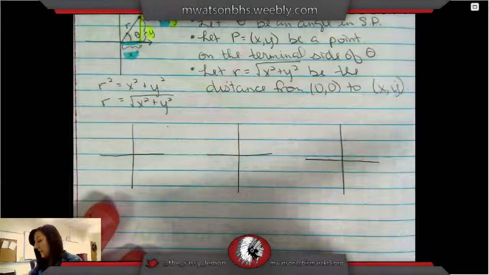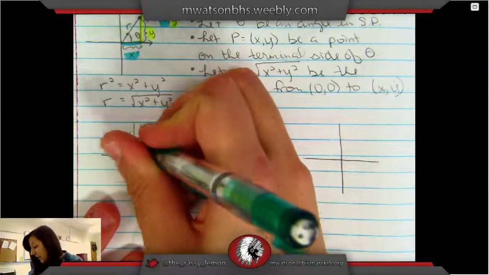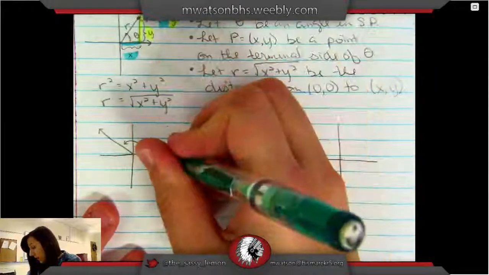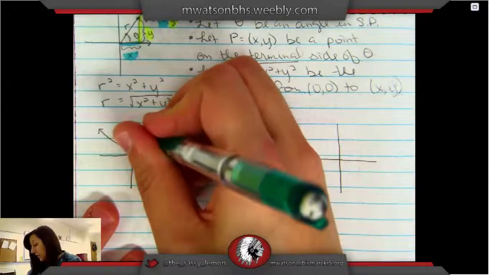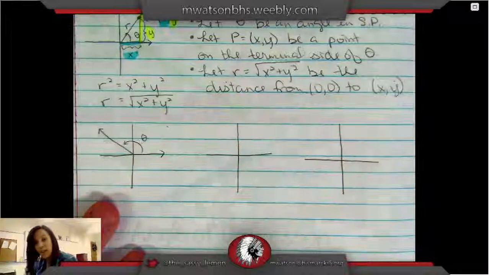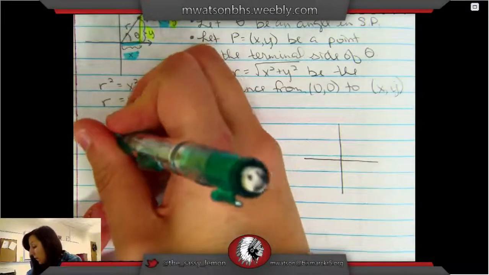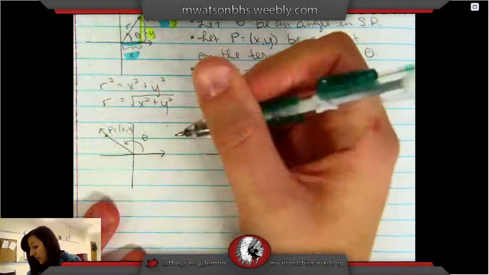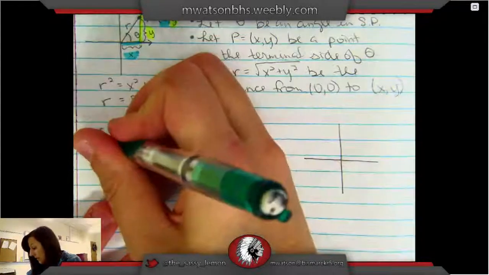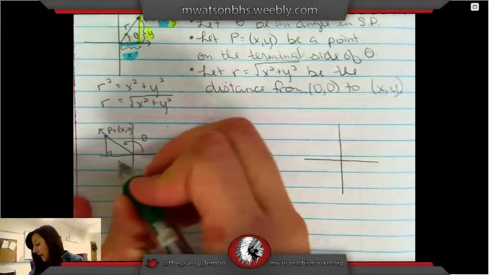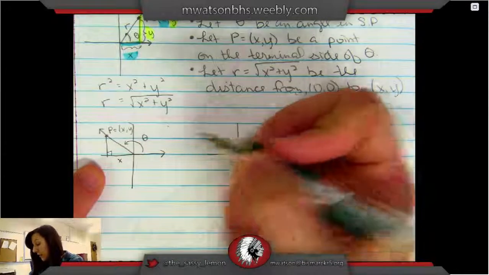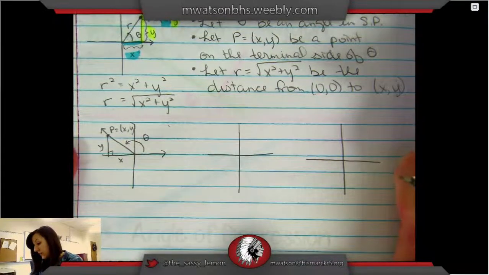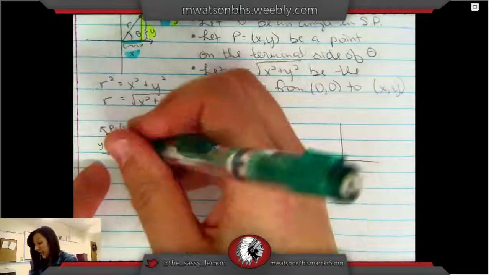Alright, so our first one we're going to draw in the second quadrant. So there's our terminal side, our initial side, our angle theta. So let theta be the angle in standard position. We're going to let P be a point x comma y. And that's going to allow us to state that the base of this is x units long and the height is y units tall. And we know r because of this formula.